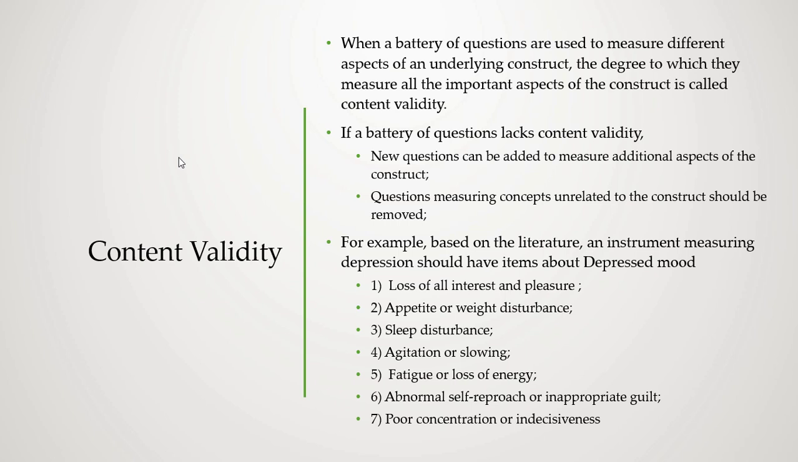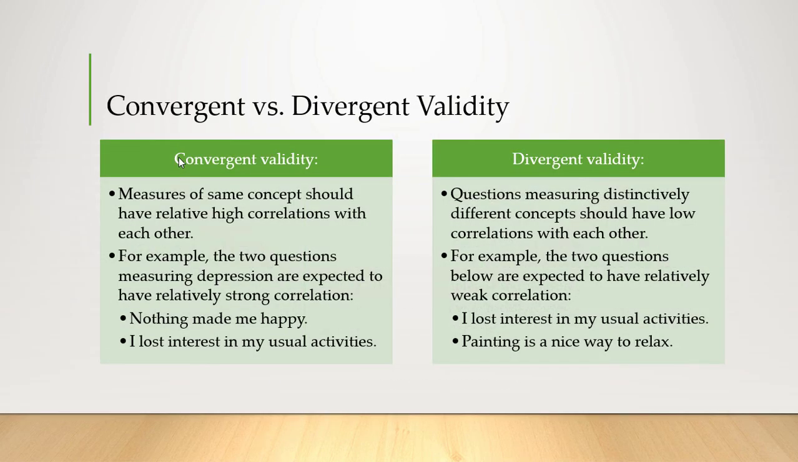Let's use depression as an example. Depression as a construct has 7 dimensions based on the literature. In order to have content validity, an instrument measuring depression needs to have questions that sufficiently capture all 7 dimensions of depression as identified in the literature. Remember that both face validity and content validity are subjective evaluations of validity. Convergent and divergent validities are two measures that can yield numeric values.